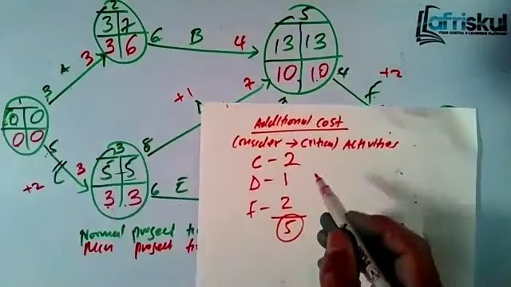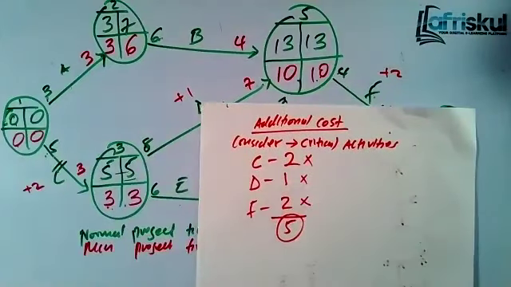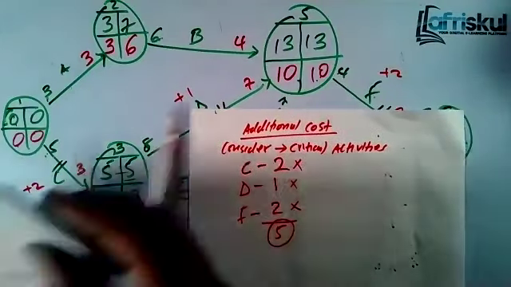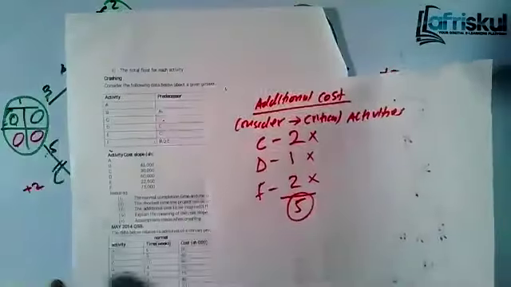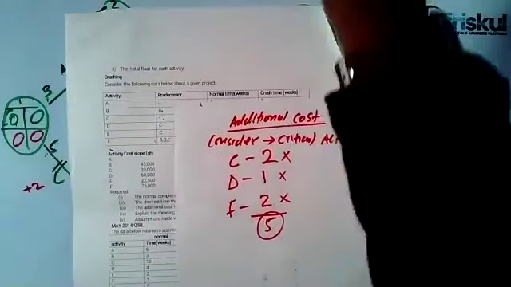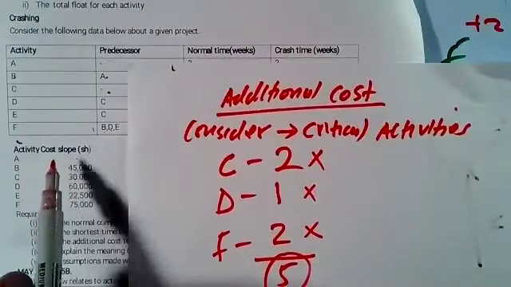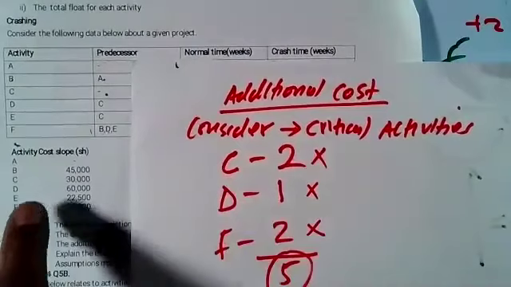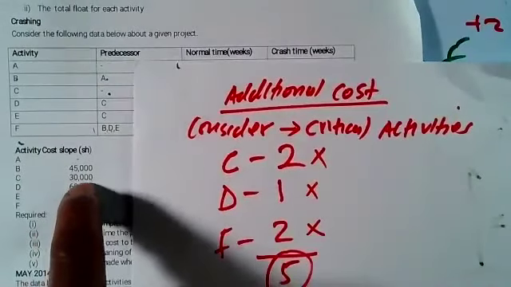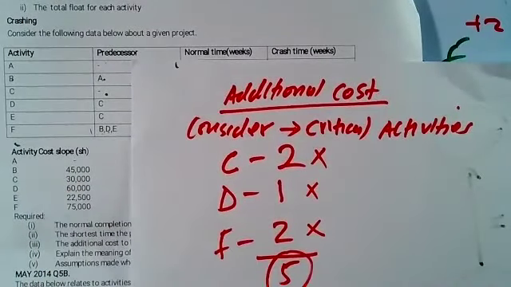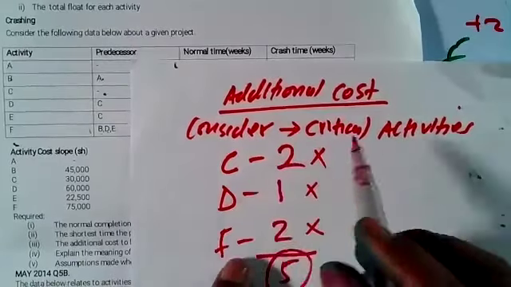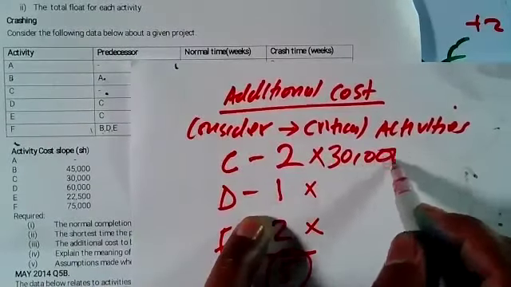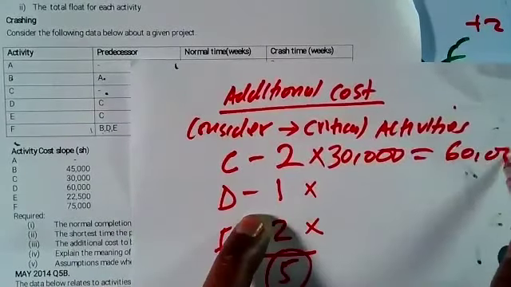Then you multiply by the cost slope. Remember from the question, we had already been given the activity cost slope. So C is 30. That means for every day saved in C, we incur an additional 30. In this case, we have saved 2 days, so it's 2 days times 30. That gives you 60,000.